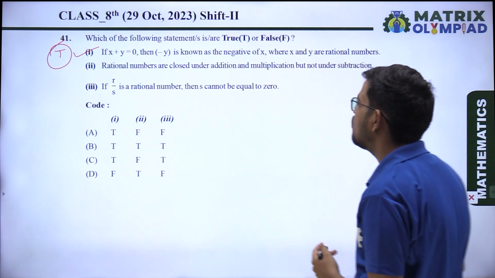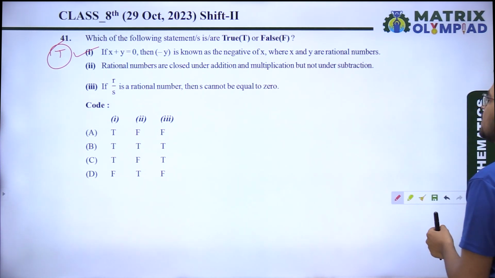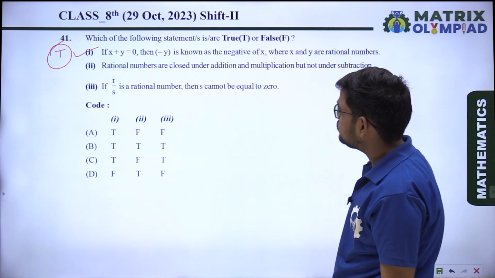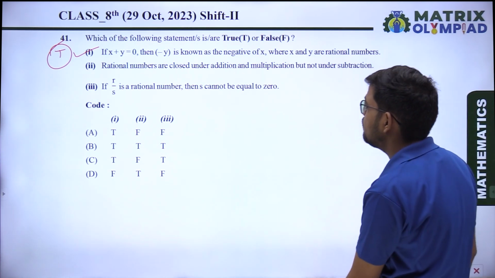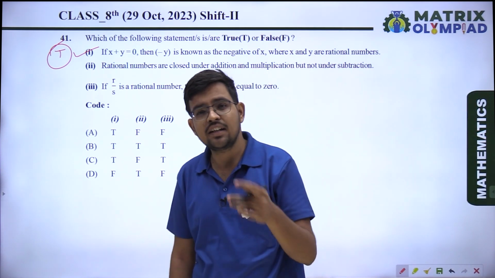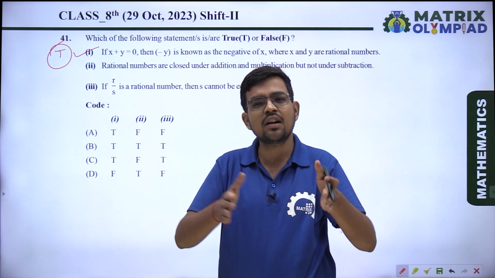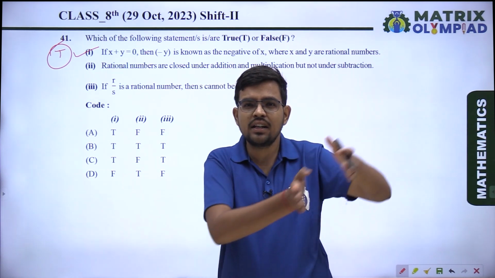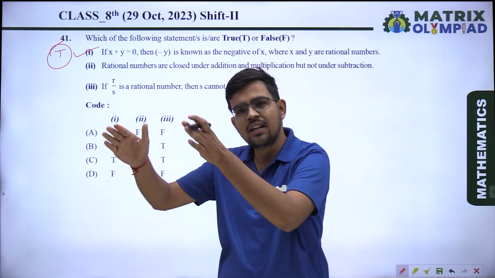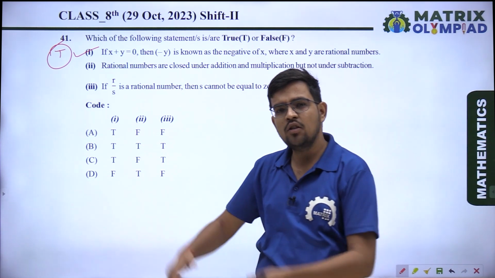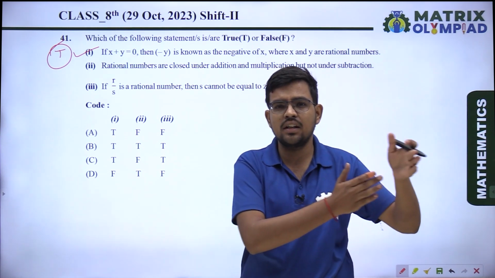Rational numbers are closed under addition and multiplication, but not under subtraction. Yes, rational numbers are closed under addition and multiplication. It is saying that if you are adding, what is the closure property? If you are adding two numbers, you are getting a rational number. When you are subtracting two numbers, you are getting a rational number. When you multiply two numbers, you are getting a rational number.